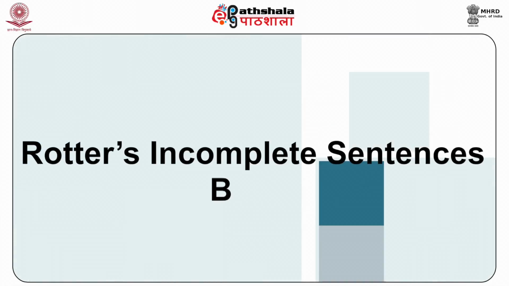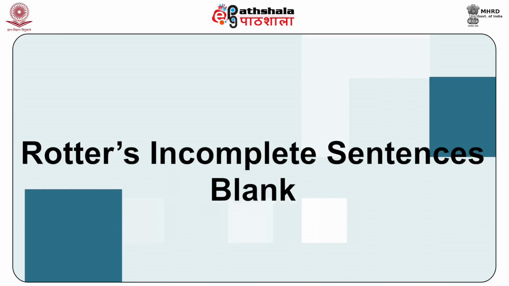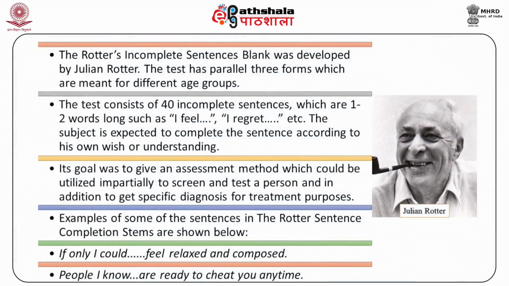Another test used in military services is the Rotter's Incomplete Sentence Blank. The Rotter's Incomplete Sentences Blank was developed by Julian Rotter. The test has 3 parallel forms which are meant for different age groups. The test consists of 40 incomplete sentence stems, 1 to 2 words long, such as I feel, I regret, etc. The subject is expected to complete the sentence according to his own wish or understanding. Its goal was to give an assessment method which could be utilized impartially to screen and test a person, and in addition to get specific diagnosis for treatment purposes.